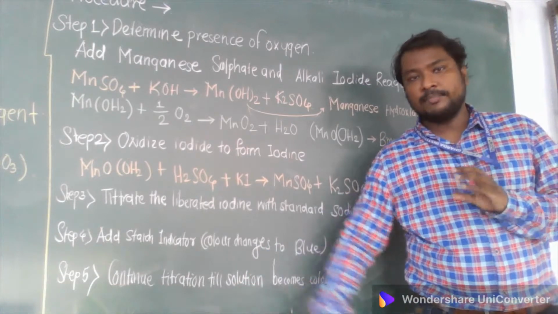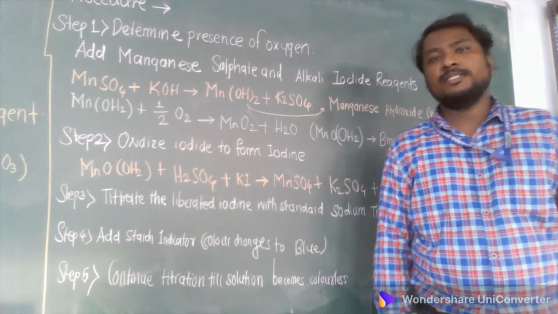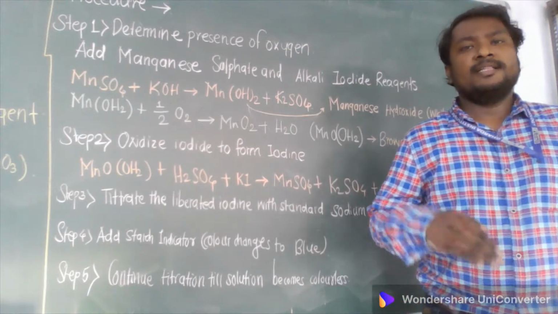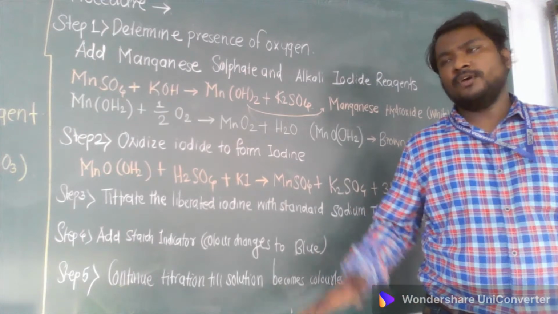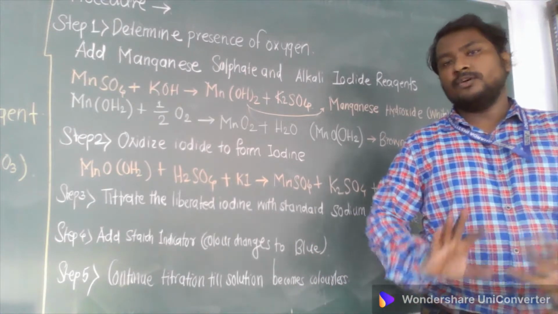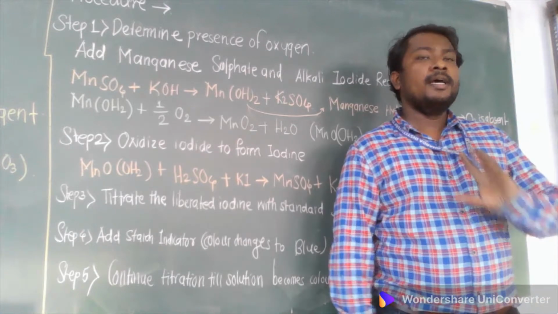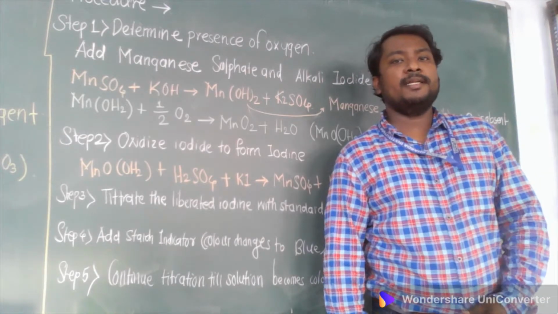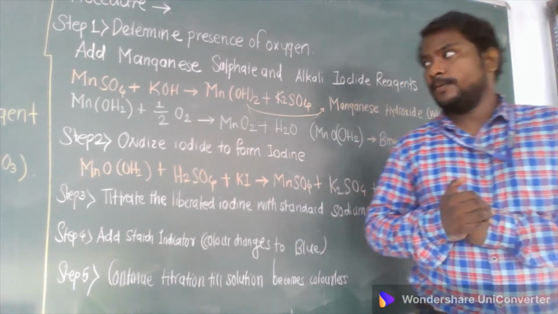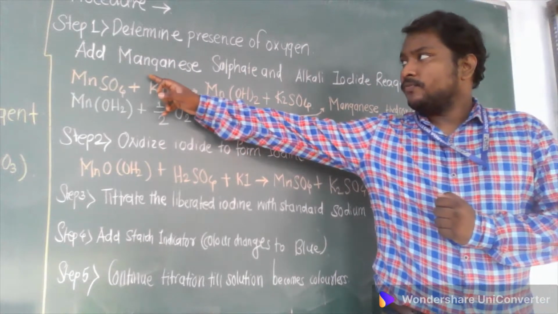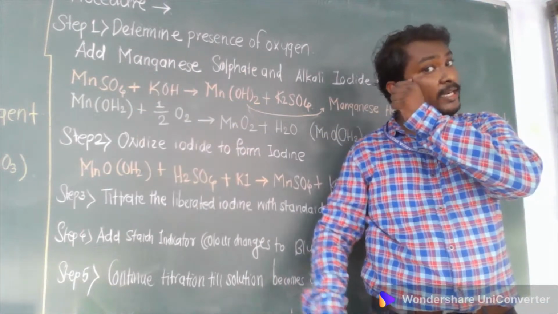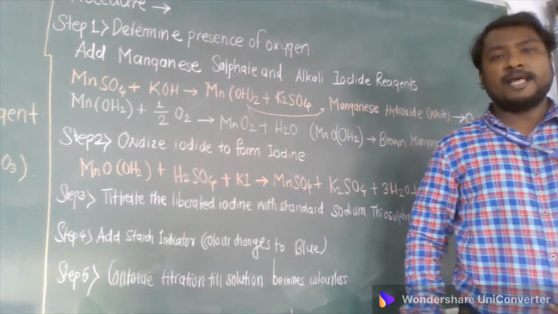I think in total we have 5 steps in the process. If oxygen is absent, then you have no authority to do any analysis, you are not going to get any result related to this particular experiment, that is nothing but dissolved oxygen. Here in step number 1, first we will determine whether oxygen is present or absent.